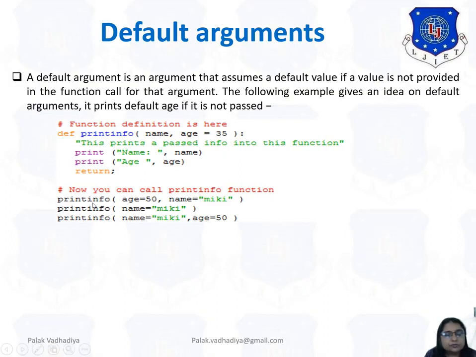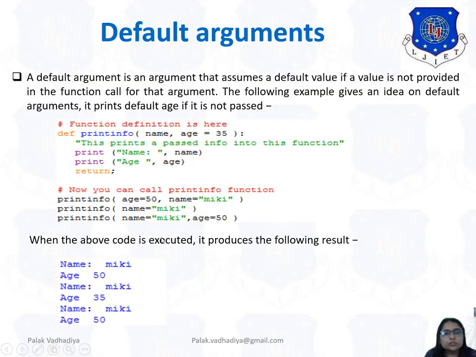The first time when I call this function, I pass age equal to 50 and name equal to Mickey. The second time, name equal to only Mickey. I have not specified the age. And the third time, I just changed the order. I just want to show that order is not important.